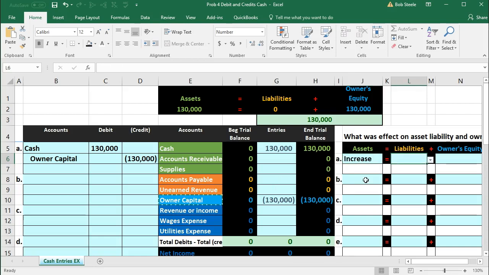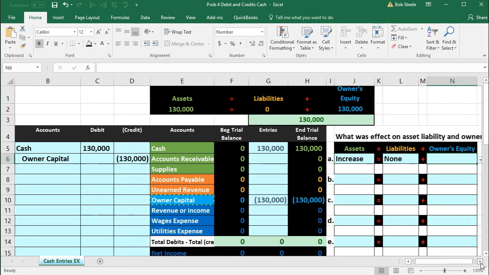Liability, nothing's happening in the orange accounts, no effect. And then the equity section, it's going up in the credit direction. So remember, this is a credit, doesn't mean it's going negative in the whole. It's saying that it's going up in the credit direction. So I'm going to say this is a credit, and it's increasing.